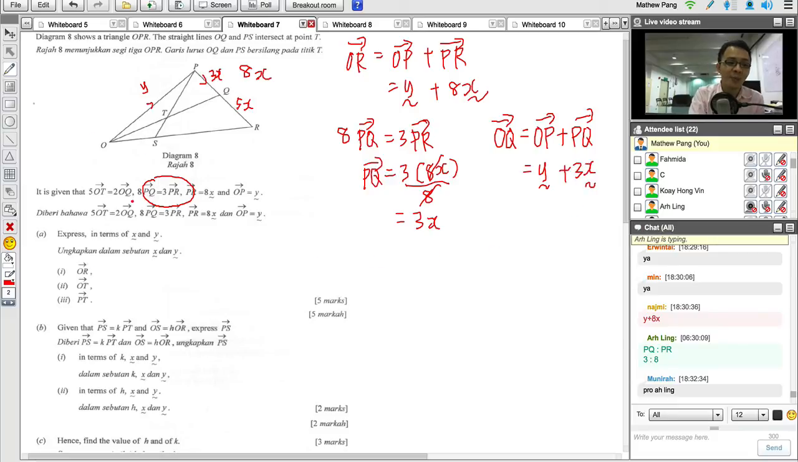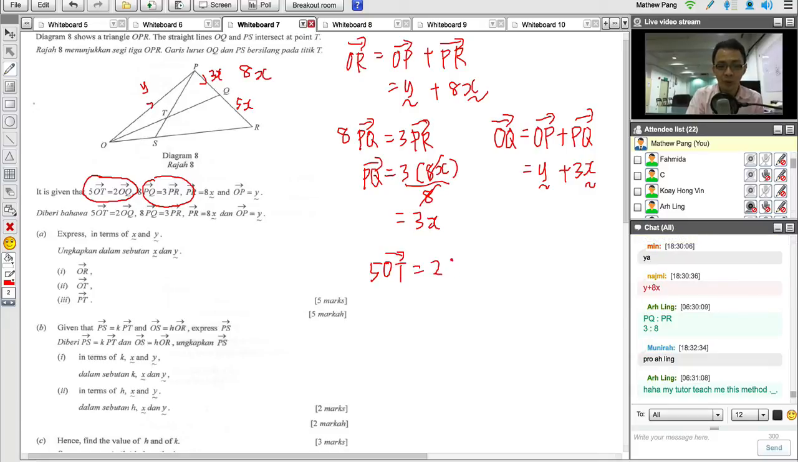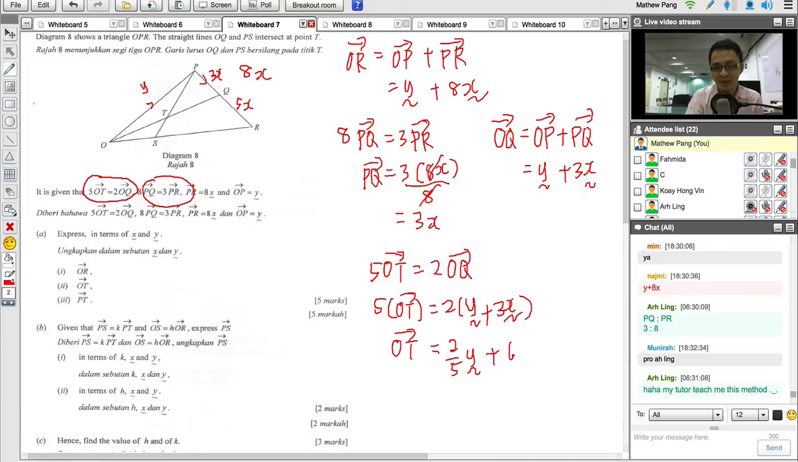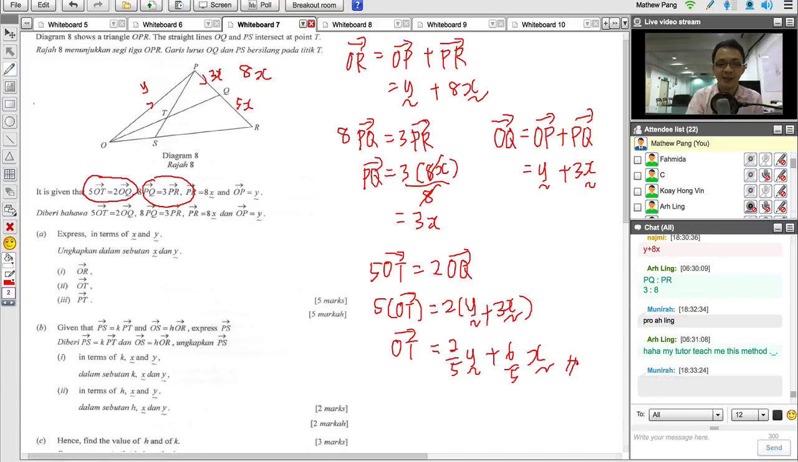Alright, if I know my OP, I can find my OT because of this equation. Do you see that? So I just substitute in. 5 OT equals 2 OQ. I substitute Y plus 3x. So obviously I can move my 5 to the other side, and multiply 2 for both. So it will be 2 over 5y, and this one 2 multiplied in will be 6 over 5x. Done. I think this one is 2 marks also.